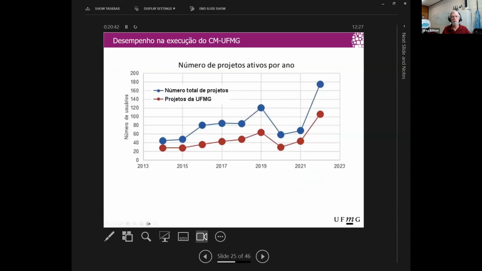I just checked. These are the numbers of projects that are actually active per year. At the moment for 2024, I don't have the number for 2023, we have 204 active projects up until this moment. So probably there will be around 205, 210 projects active this year.